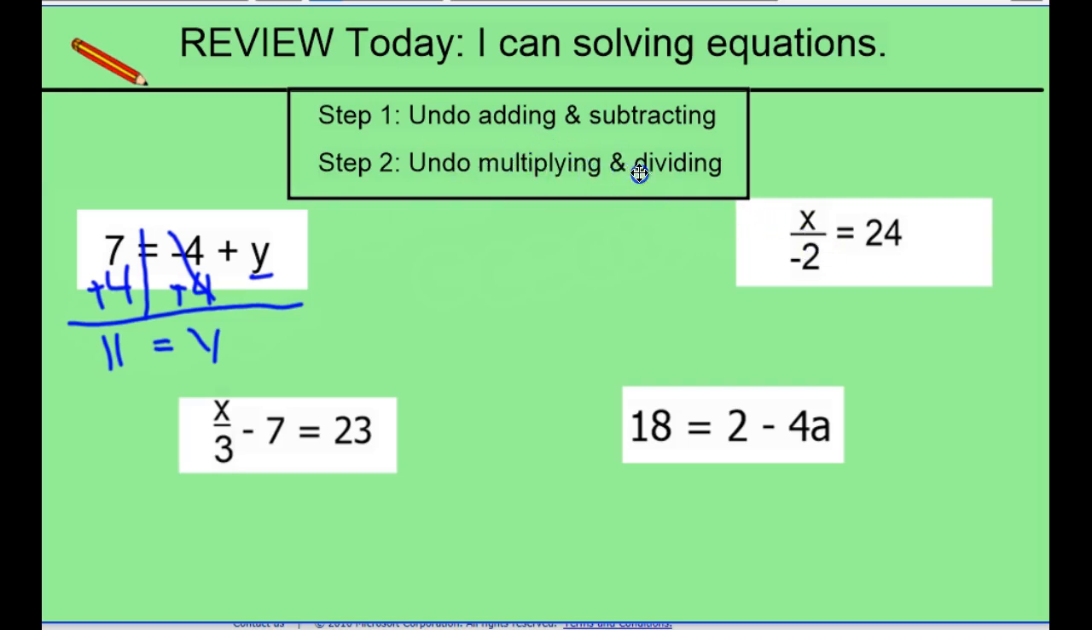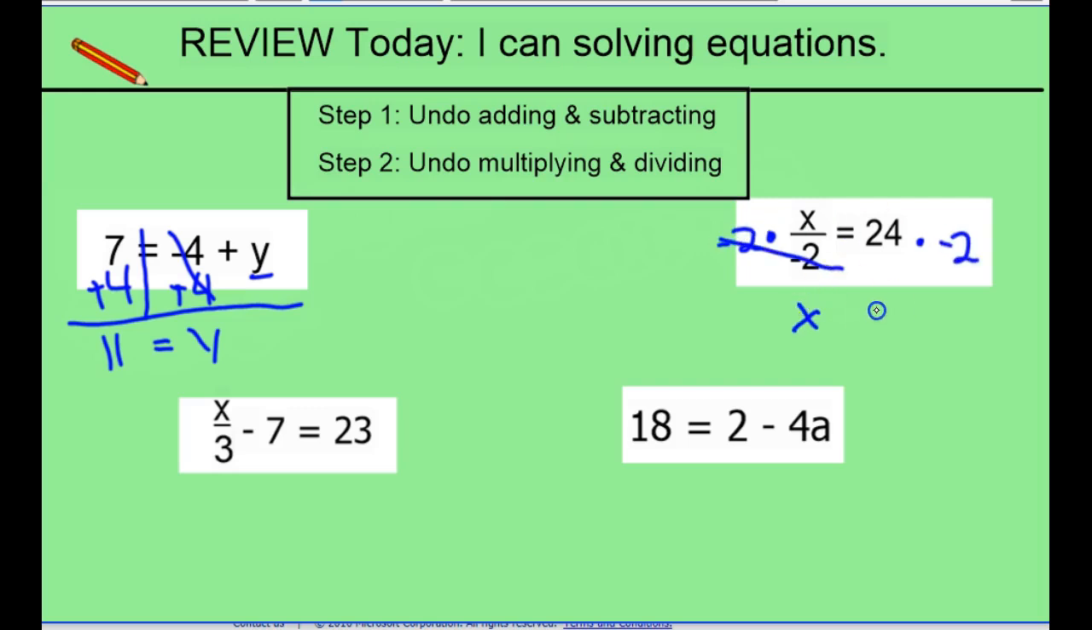Step 2, undo multiplying and dividing. Here we have a division problem. So when we're undoing division, we have to multiply. So we're going to multiply by negative 2, and multiply by negative 2. So those will cancel out.